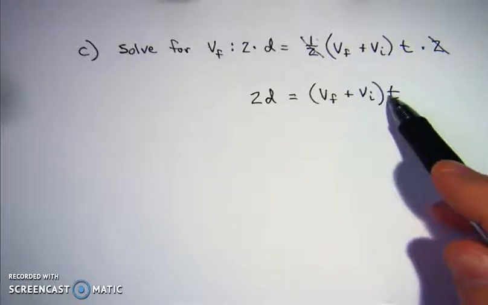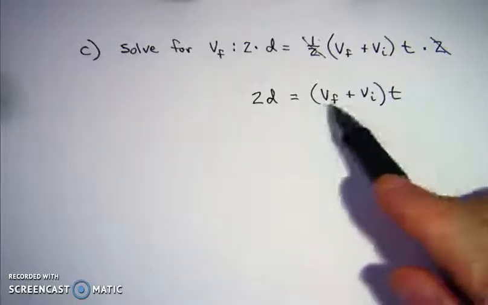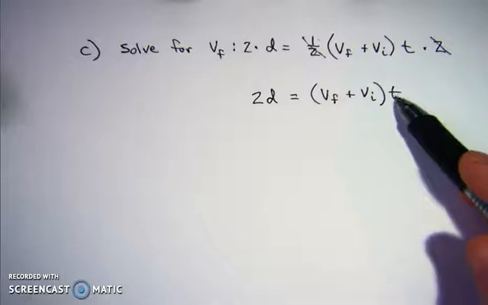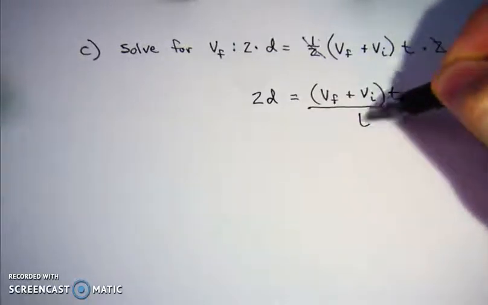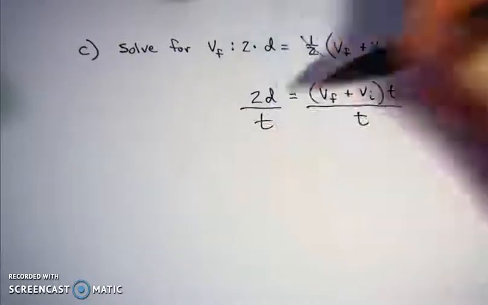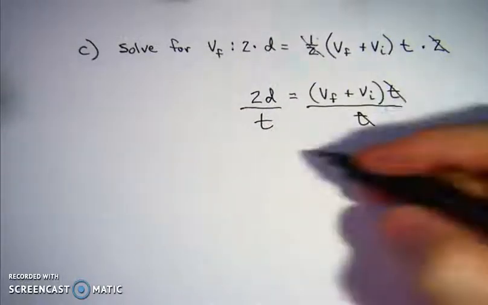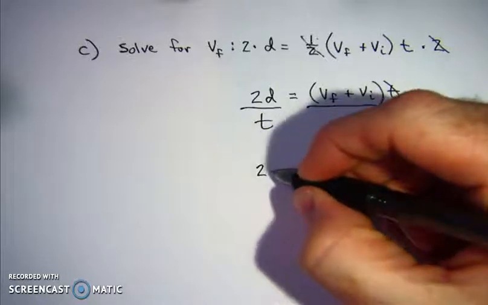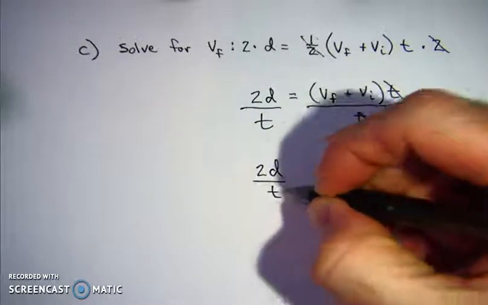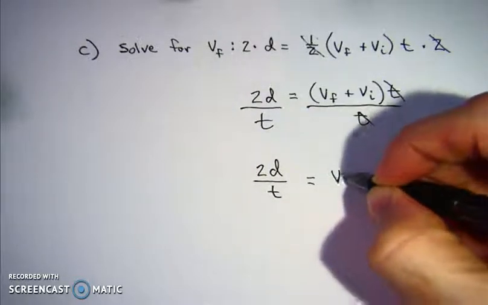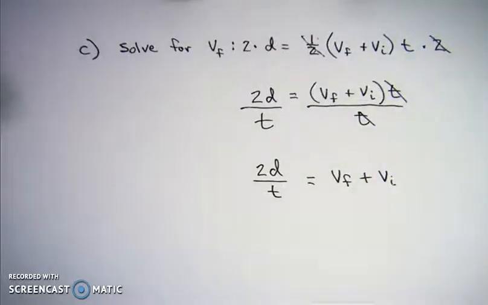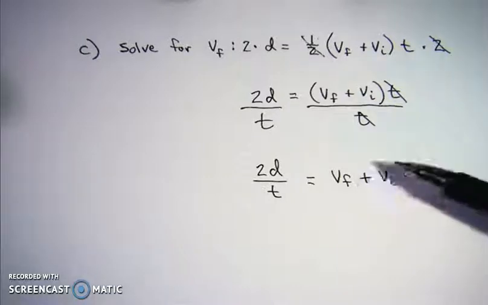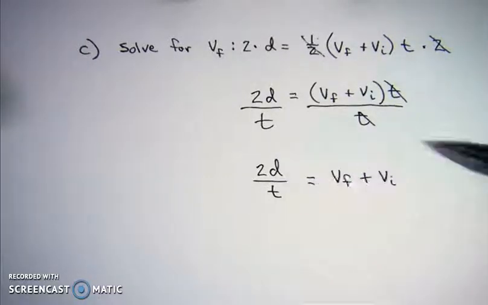It's on the outside of the parentheses also, so let's get rid of it so we can just be left with these two. And what's the opposite of multiplying by? It is dividing. So we'll divide both sides by t. It will cancel out over here, so we'll be left with 2d over t equals velocity final plus velocity initial. And that's what the I stands for, initial. So 2d over t equals that.